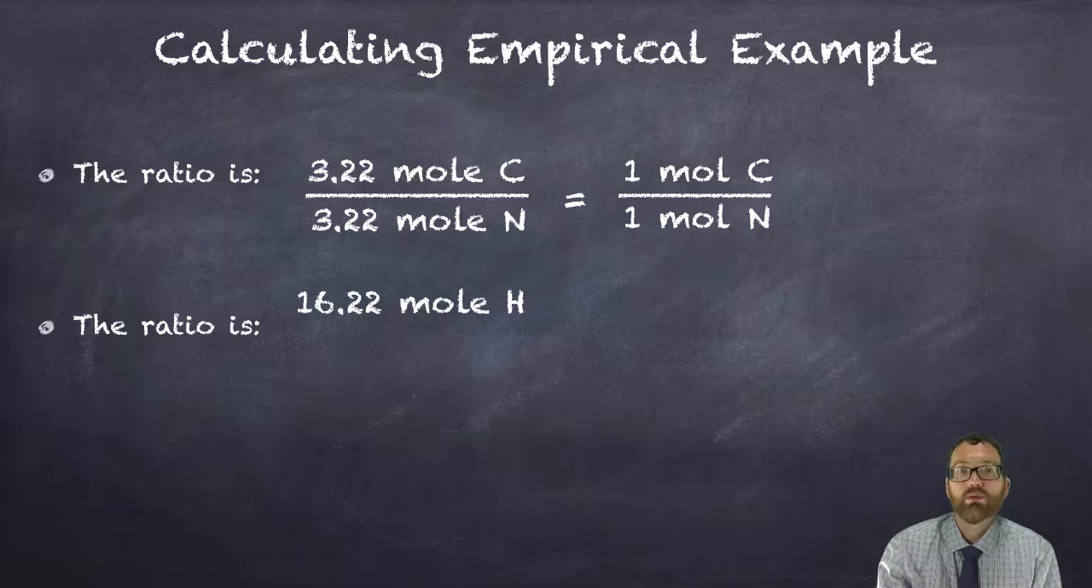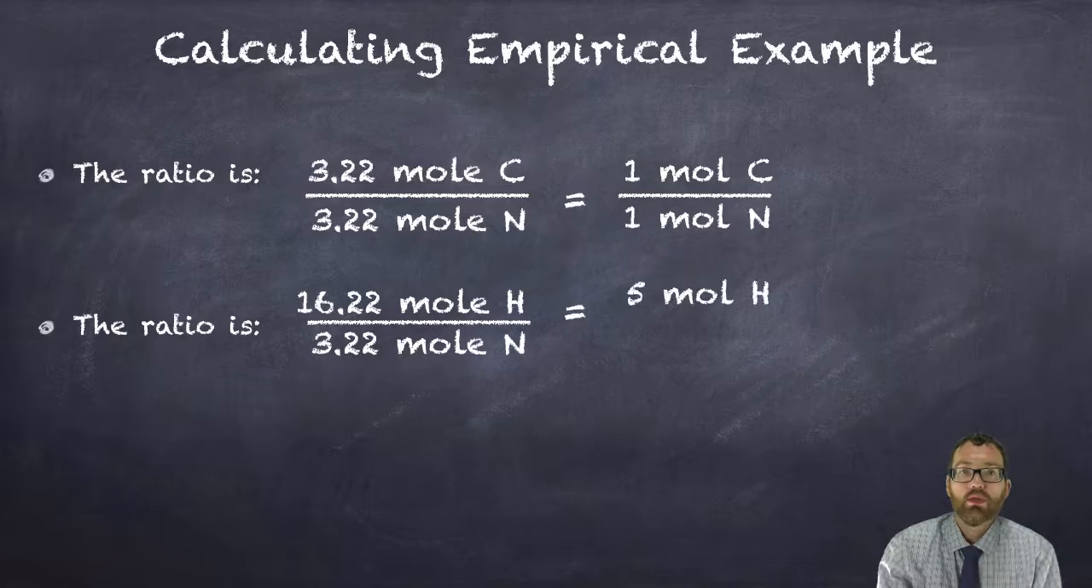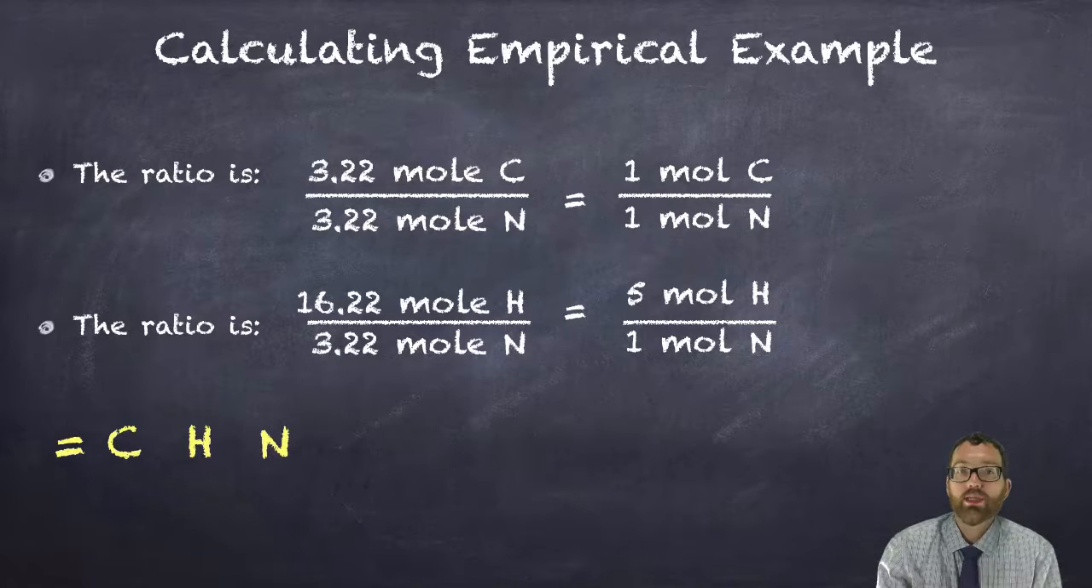So let's do the ratio of hydrogen to nitrogen. I have 16.22 moles of hydrogen divided by 3.22 moles of nitrogen, which will give me 5 moles of hydrogen for every 1 mole of nitrogen. And there's no reason to do it for nitrogen because it would just be 1. For every 1 mole of nitrogen, I have 1 mole of nitrogen. It wouldn't make sense to do it.